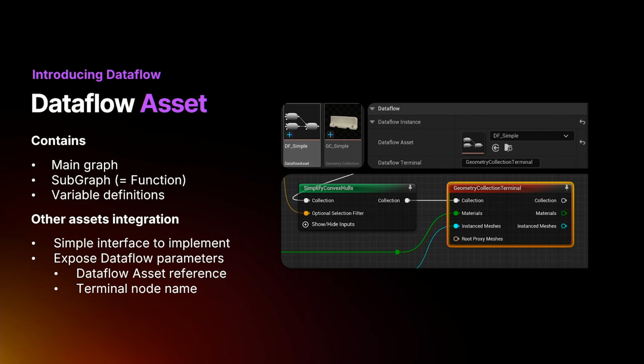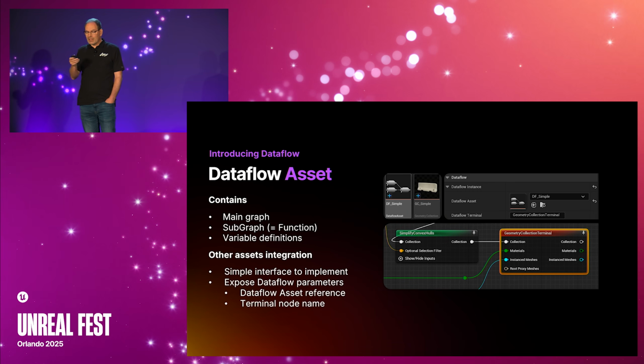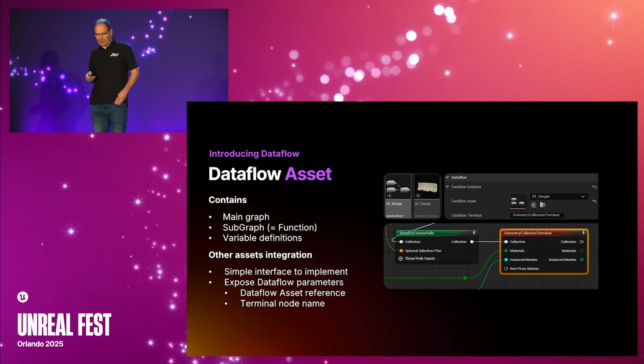So it's an asset. When you have a physics asset, for example, in that case, I got a little screenshot there. You see the DF sample is the Dataflow asset, and then you get the geometry collection sample, its own geometry collection, and then we link the two by having the geometry collection have a reference to the Dataflow asset and the node that it needs to use to evaluate the asset. This way, we can use a single type of asset and use it in multiple types of physics assets. So this is the link we have.